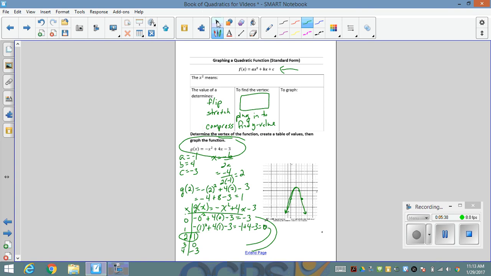So again, to graph our quadratic equations in standard form, determine your a, b, and c, use x equals negative b over 2a to find your vertex, the x coordinate, plug in to find the y coordinate, and then do your table of values.